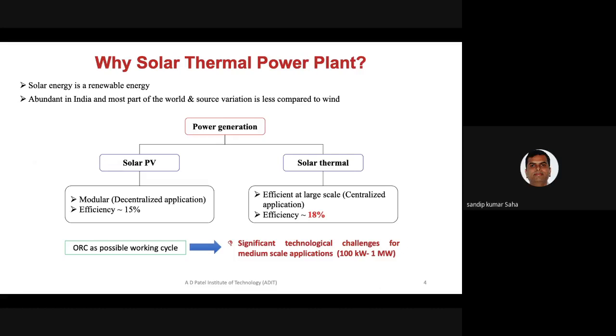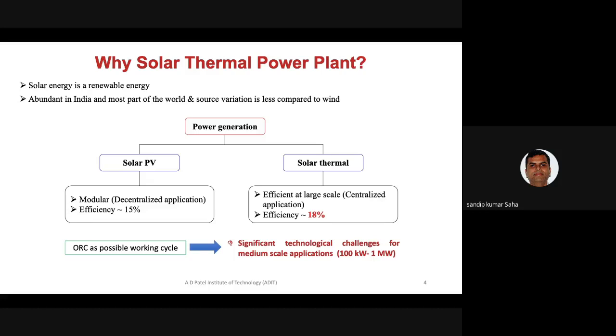Okay. So then, but what about solar thermal? Solar thermal is basically the part where we will replace the furnace and the boiler using a collector, and the efficiency we can achieve is something like 18%.